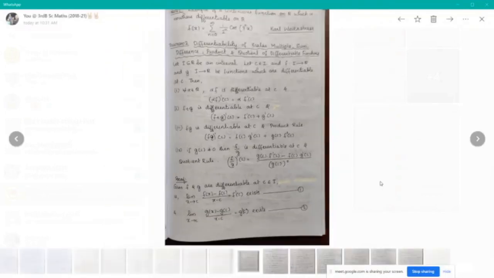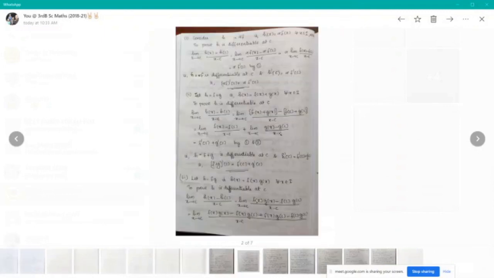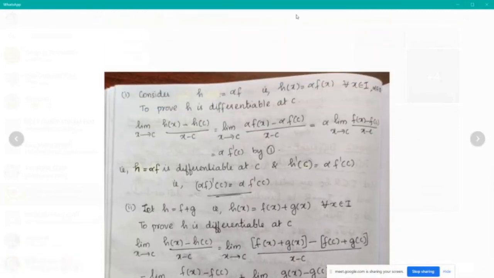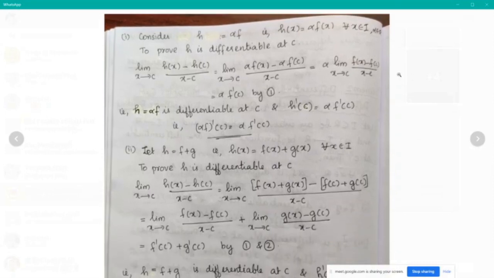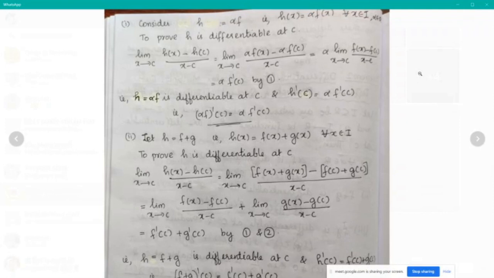ഇനി എന്താ പ്രൂവ് ചെയ്യേണ്ടത്, ഓരോന്നോരോന്നായിട്ട് എടുക്കാം. ആദ്യം സ്കെയിലർ പ്രോഡക്റ്റ്. സ്കെയിലർ പ്രോഡക്റ്റ് ആൽഫ ഇൻറ്റു എഫിനെ ഞാൻ എച്ച് എന്ന് വിളിച്ചു. എച്ച് ഓഫ് എക്സ് ഇസ് ആൽഫ ഇൻറ്റു എഫ് ഓഫ് എക്സ് ഫോർ എവറി എക്സ് ഇൻ ഐ. ആൽഫ ഇസ് എ റിയൽ നമ്പർ, എ കോൺസ്റ്റന്റ്. We have to prove that h is differentiable at c. For that, consider limit x tends to c h of x minus h of c by x minus c. What is h of x? Alpha into f of x.